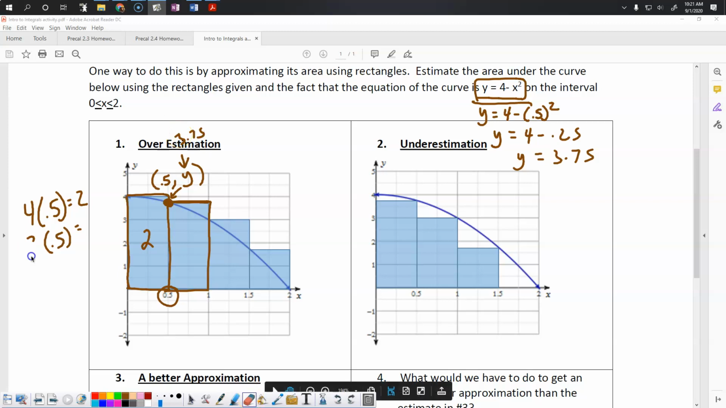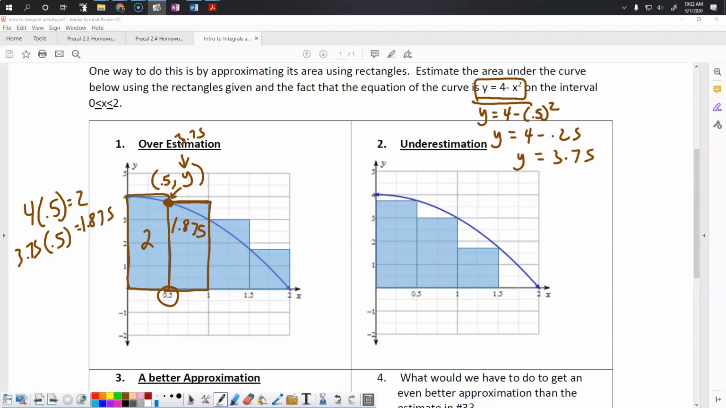So if the height of that rectangle is 3.75, then height, which is 3.75, times base, 0.5, is going to be, I don't know. I don't want to figure it out. I'm going to use a calculator, sorry. So 3.75 times 0.5 is 1.875. And in AP Calculus, we always round to the thousandths place, which is where this number ends anyway.